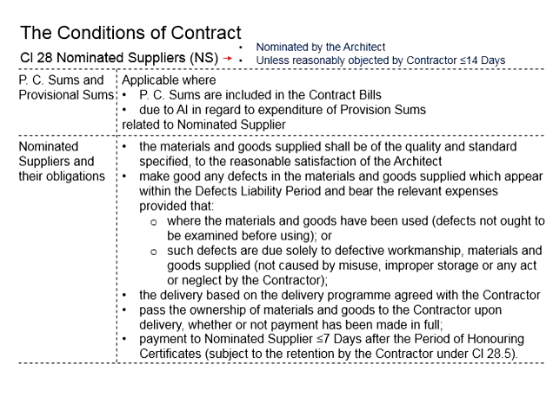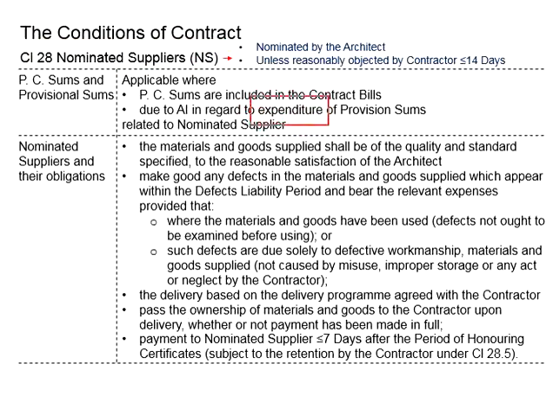This supplier is nominated by the architect. It is under the instructions of the architect that the contractor will acquire the goods and materials from this supplier, unless it is reasonably objected to by the contractor within 14 days of the nomination. The nominated supplier is similar to the nominated subcontractor.